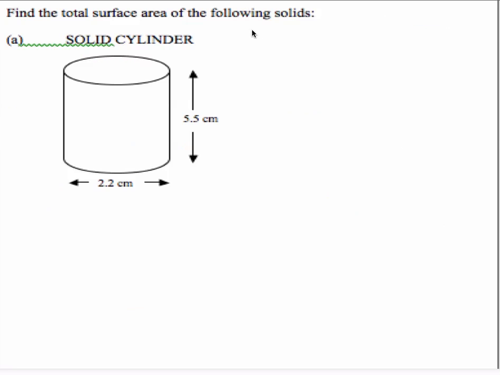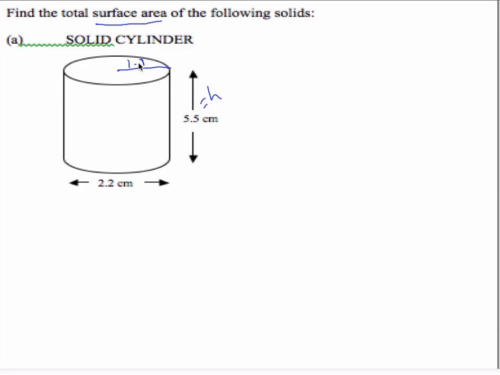Next, we're going to be finding the surface area of this cylinder. First of all, let's take a look at this. This is the height. The height is 5.5 centimeters. The diameter is 2.2, so the radius is going to be 1.1.